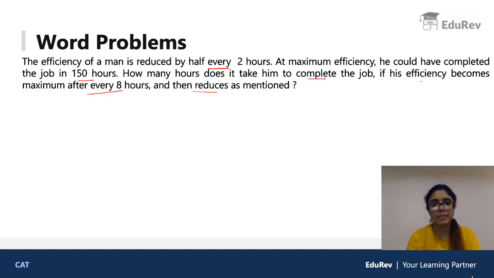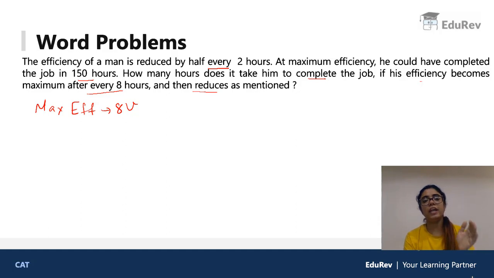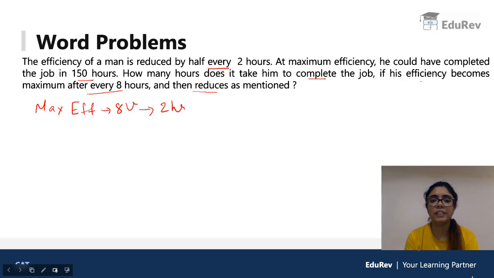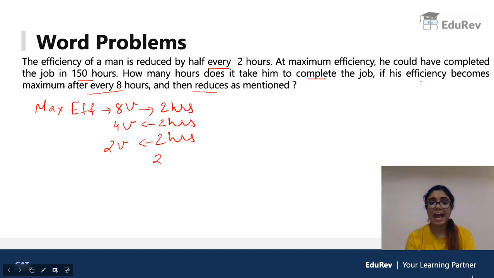Let's say for example the maximum efficiency is 8 units of the man. That means at maximum efficiency or full potential, he can do 8 units in the first 2 hours. What will happen in the next 2 hours? The efficiency will reduce by half, so he will be able to do 4 units. In the next 2 hours, again it will become half, so 4 becomes 2 units. And in the next 2 hours, again half, so 2 becomes 1 unit.